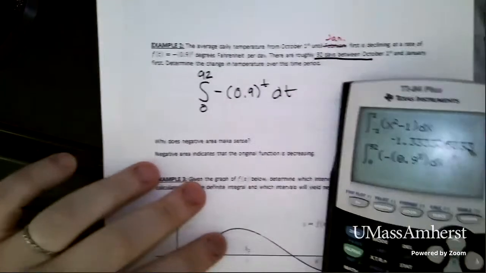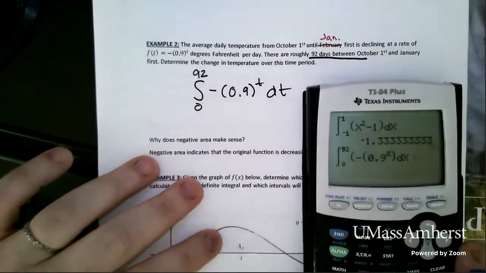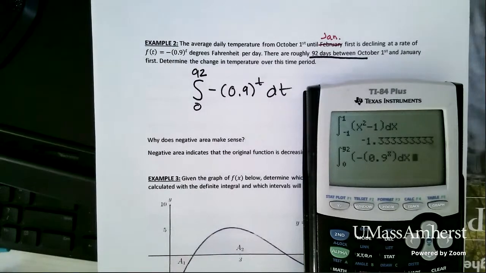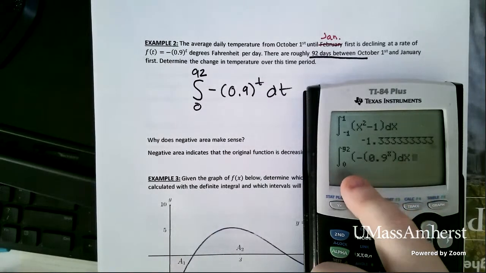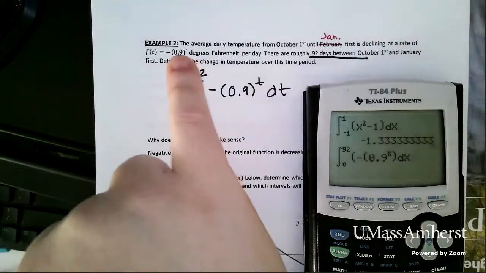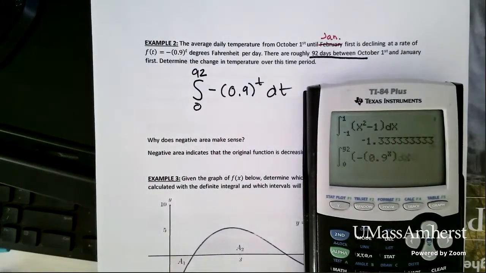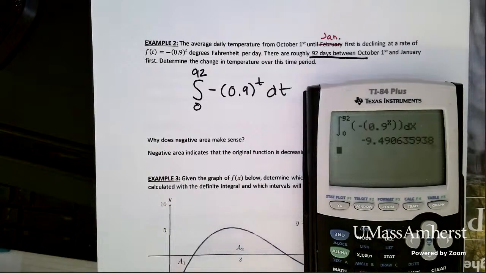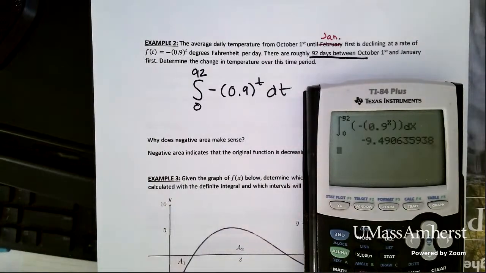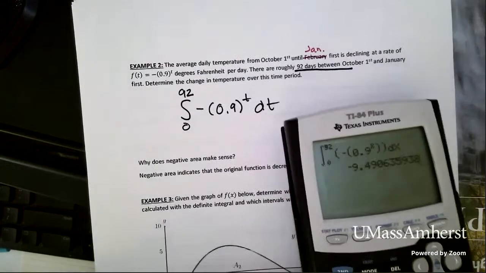Okay, so I put mine in like this. Let's see if it'll take that without any issues. My parentheses, notice that the negative is outside of the function. Oh, it didn't like that. So I have to change my parentheses. So let's see if that will do it. Didn't like my negative sign. Okay, so I have negative 9.49. So what does that mean, right?